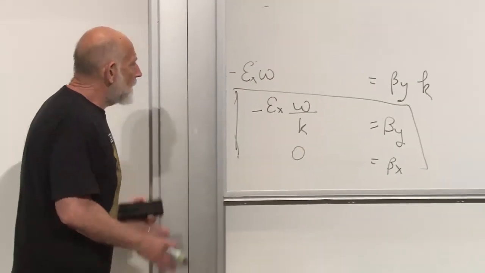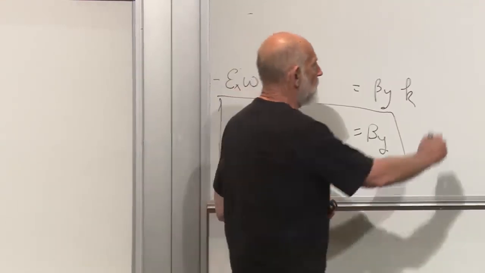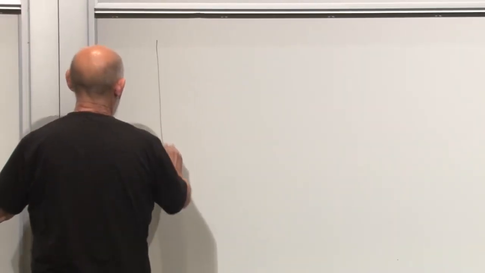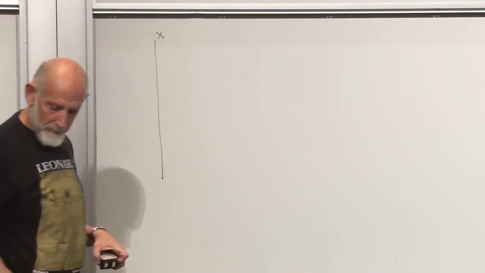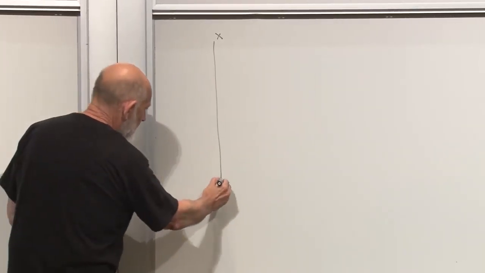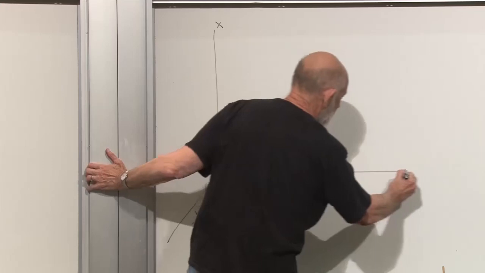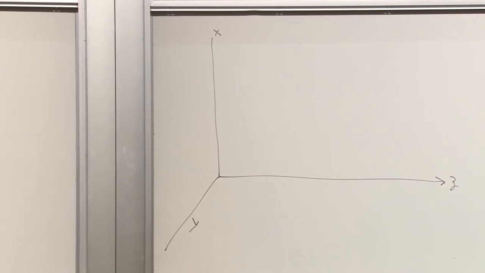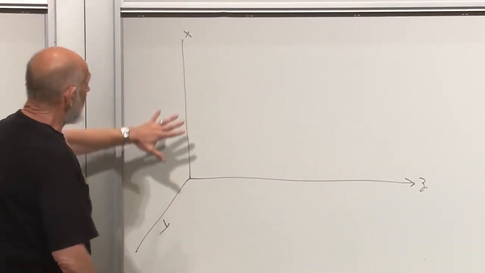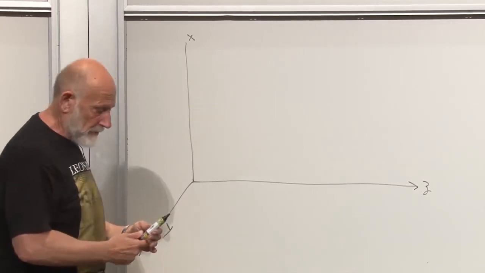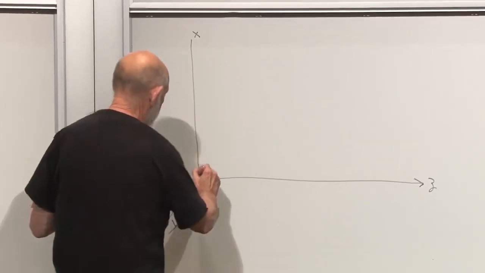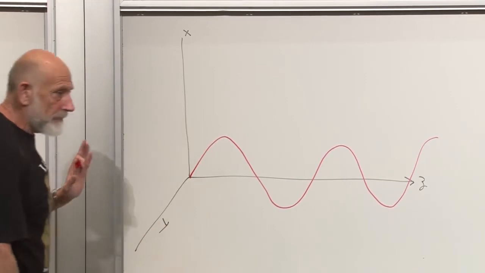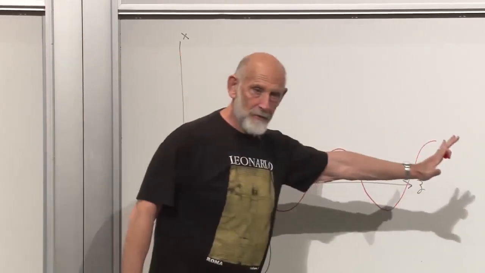And what does this say? Let's draw some coordinates now. Let's draw a picture of this wave, what we know so far. Here's our x-axis, our y-axis, and our z-axis. And the wave is moving along the z-axis, so it's a sine wave, moving along the z-axis. We've assumed that the electric field points along the x-axis. Okay, so the electric field looks like so. At a particular instant of time, it looks like that, and it moves.